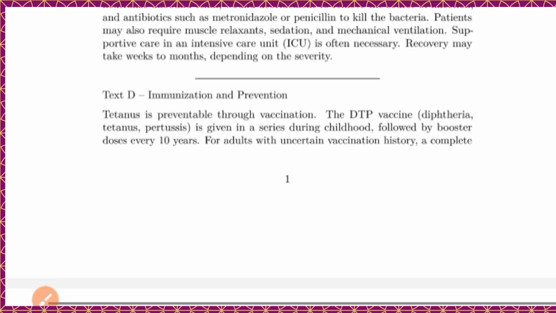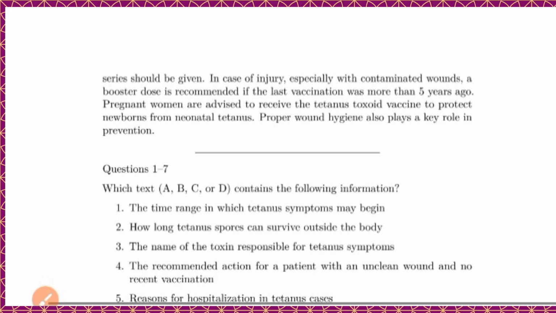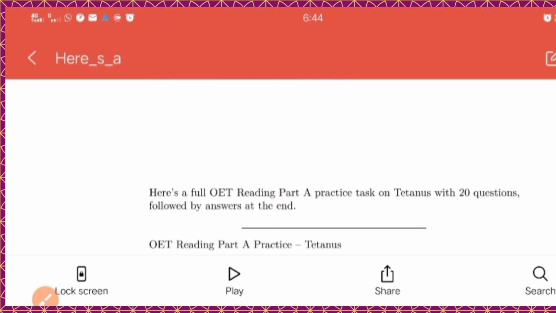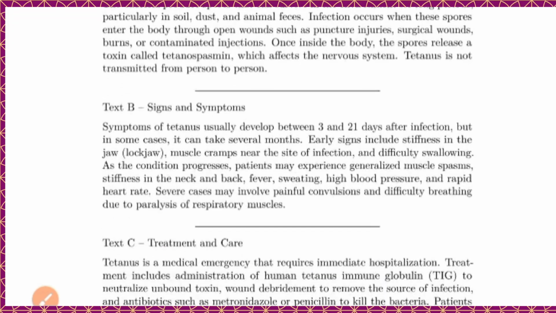After that we have to move toward the first part of the questions, question number 1 to 7. We have to find which text contains this information. The first question is the time range in which tetanus symptoms may begin. So obviously we have to move towards text B. In text B, signs and symptoms are mentioned, and the question is how much time, so the time period is obviously mentioned in text B.